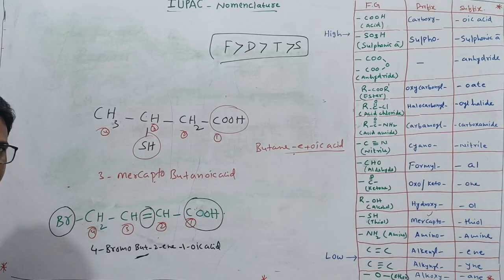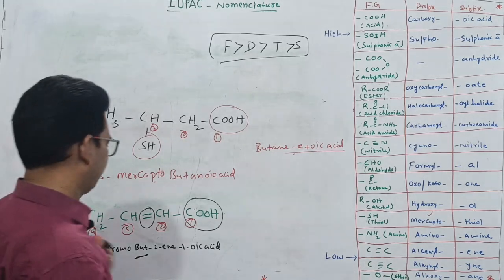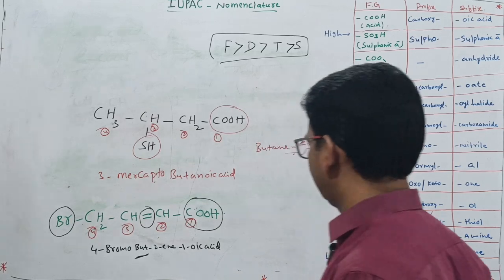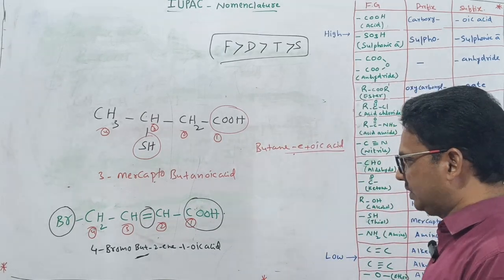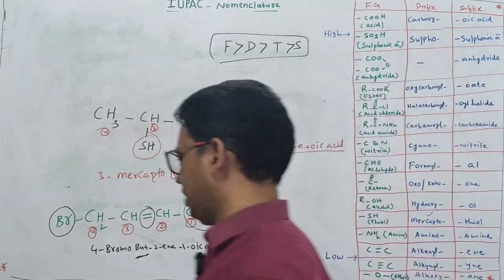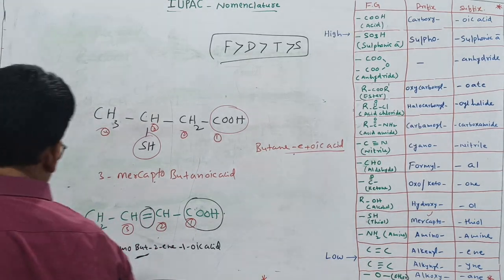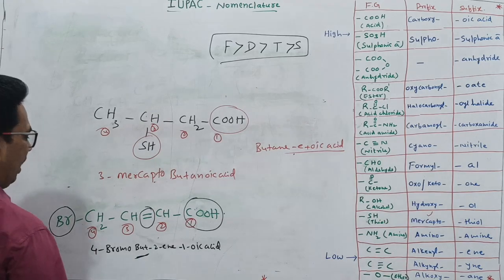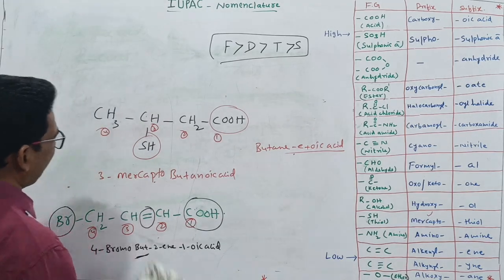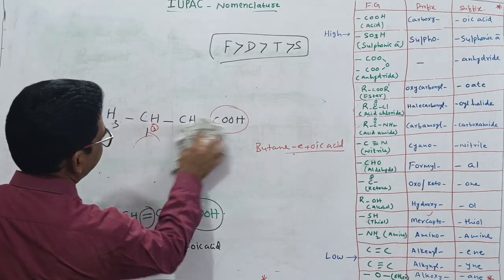ओके, अंडरस्टैंड? समझ में आया? When it has the double bond as well as the functional group, at that time, along with the substituent, you have to give the first priority to the acid group. I will write one more example.